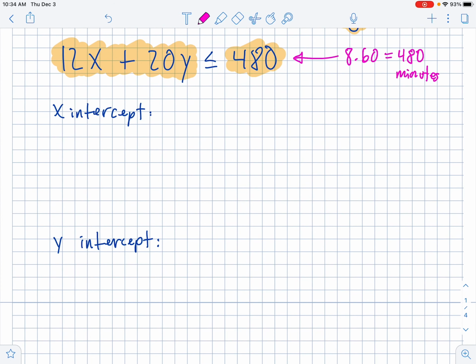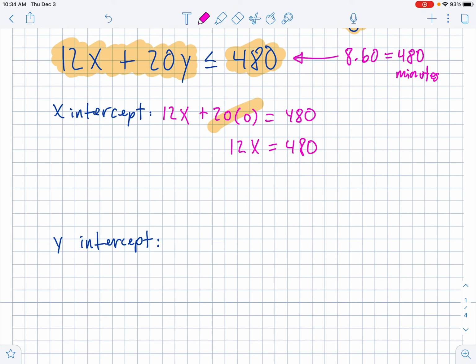Next, we will find the x-intercept of this inequality. Remember, to find an x-intercept, you make y 0. You always make the opposite thing 0, and just pretend it's an equals sign. We don't need to worry about the inequality symbol to find the intercept. The cool thing about throwing a 0 in there is it gets rid of that whole part, and we just get 12x is equal to 480. If you divide 480 by 12 on both sides, that means x is 40. Yeah, it's 40.